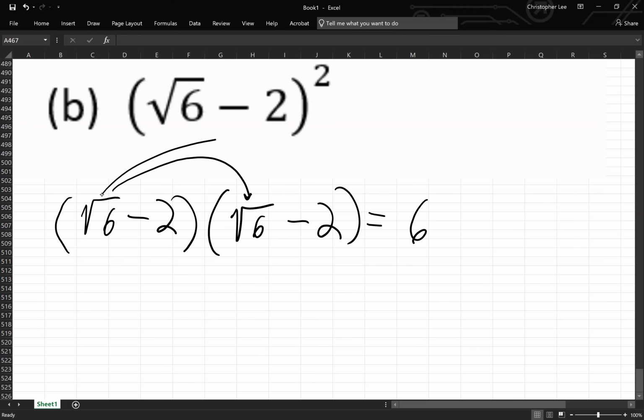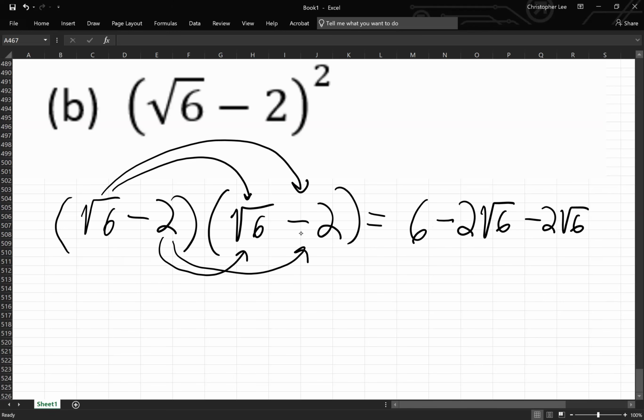And then square root 6 times negative 2, what's that? They're different terms, so just put them next to each other. So negative 2 square root 6, right? Now, what is negative 2 times square root 6? Square root 6, very good. And what is negative 2 times negative 2? Positive 4.